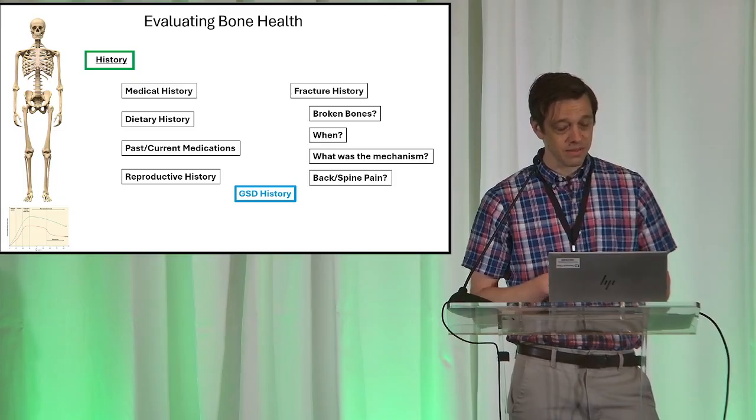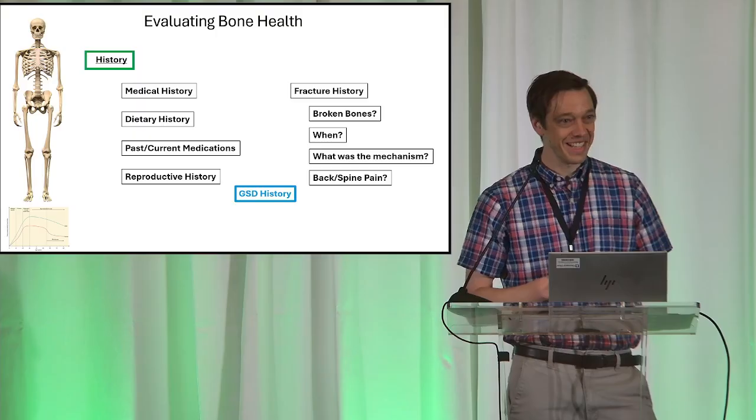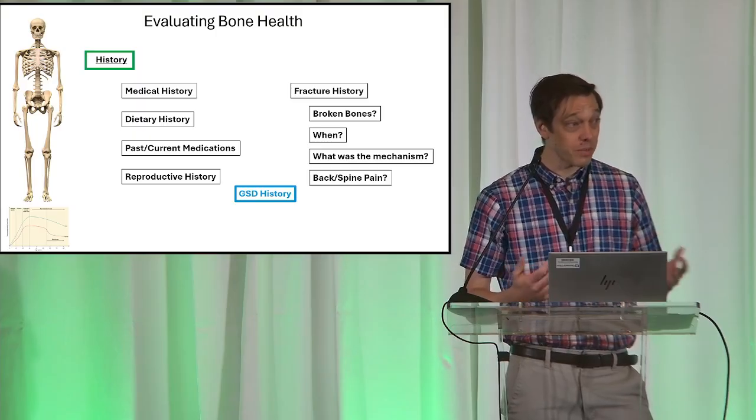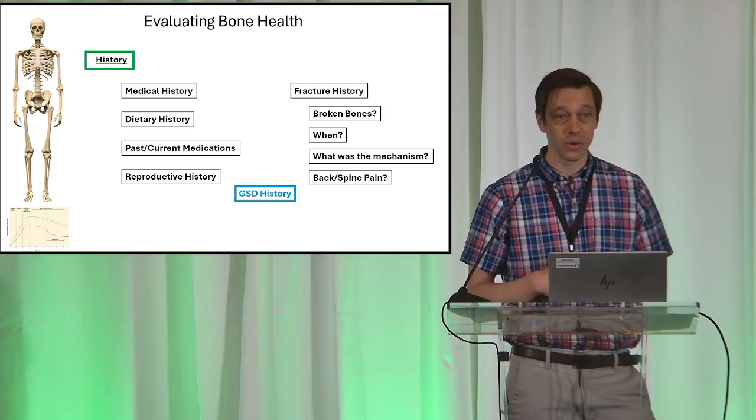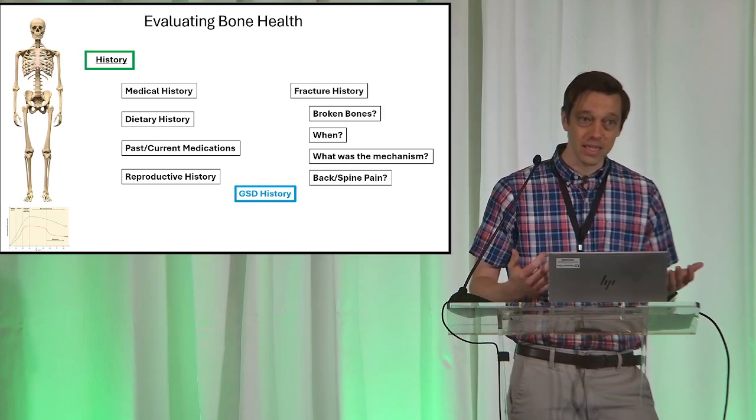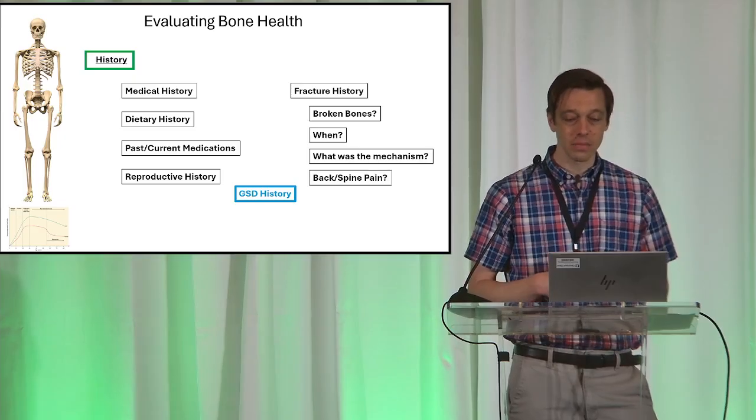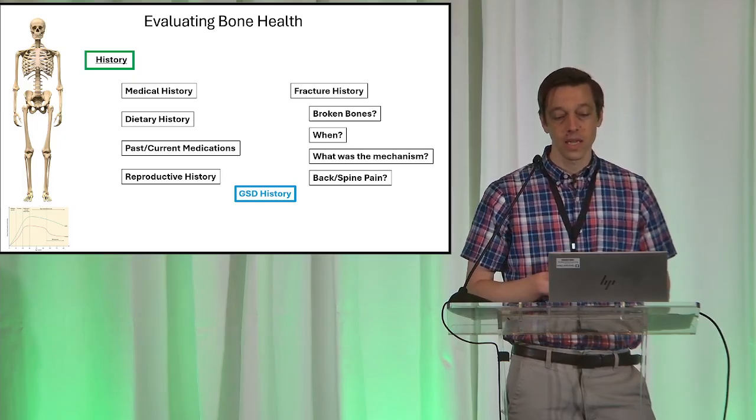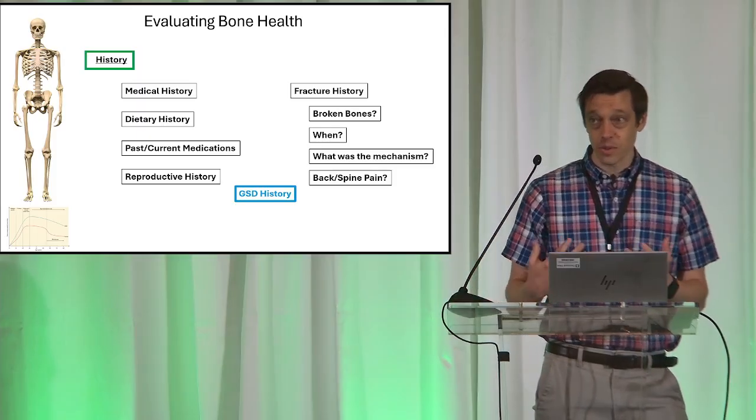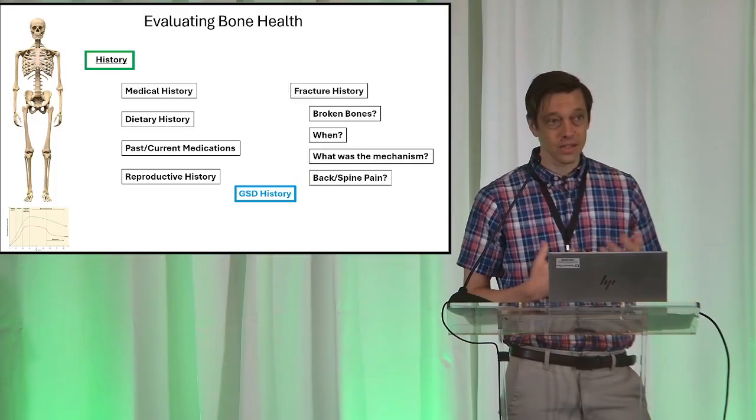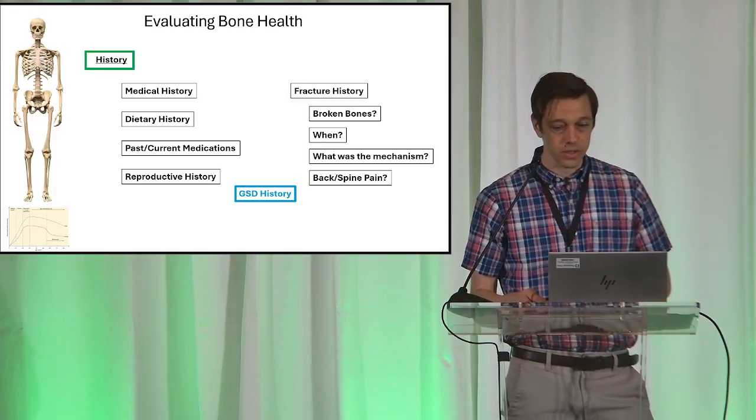Were you just unlucky and had too many falls off the monkey bars? Or was it a fall off the couch when you were young? Or a trip on a step? What was the mechanism? How traumatic was it? And also, do you have any spine problems or back pain that could suggest vertebral compression fractures?